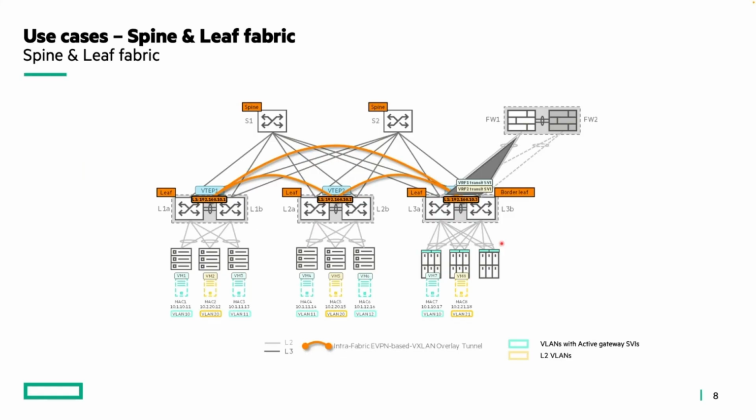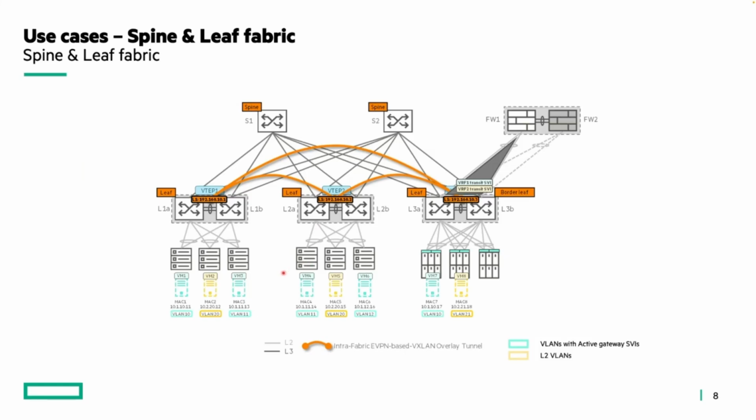So let's talk about one of the use cases here. If there is a combination of L2 VLAN, active gateway SVI and non-active gateway SVI for the same interface, then suppression entry would not be applicable to the non-active gateway SVI. Let me explain what I mean with an example.